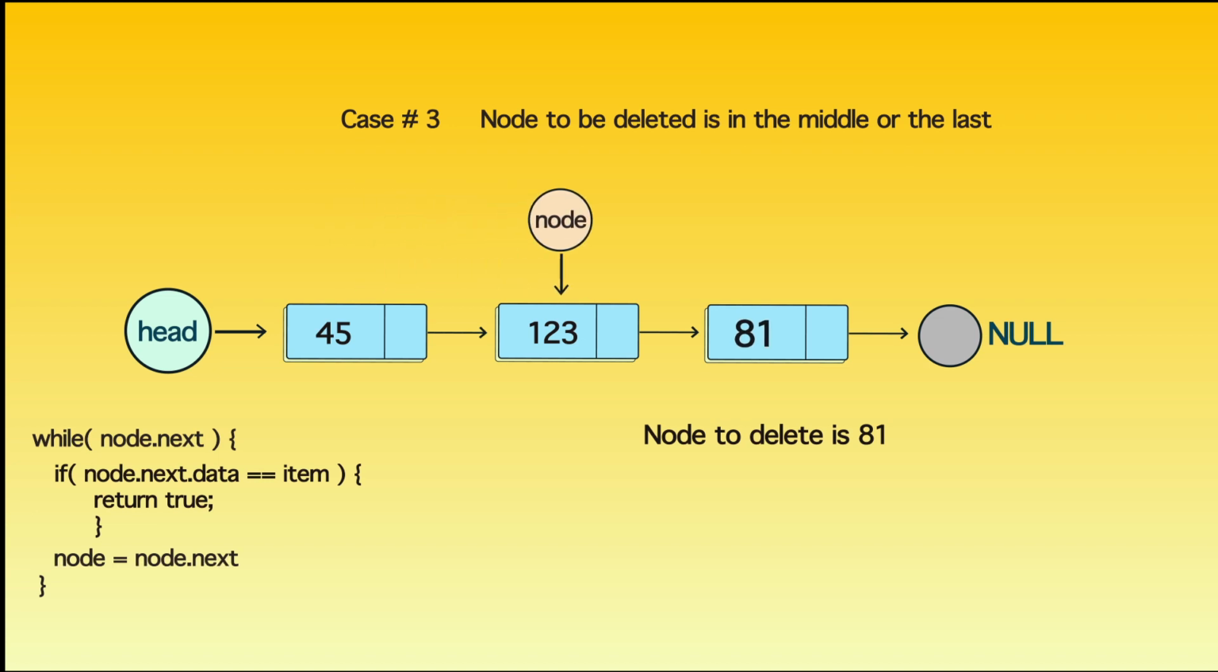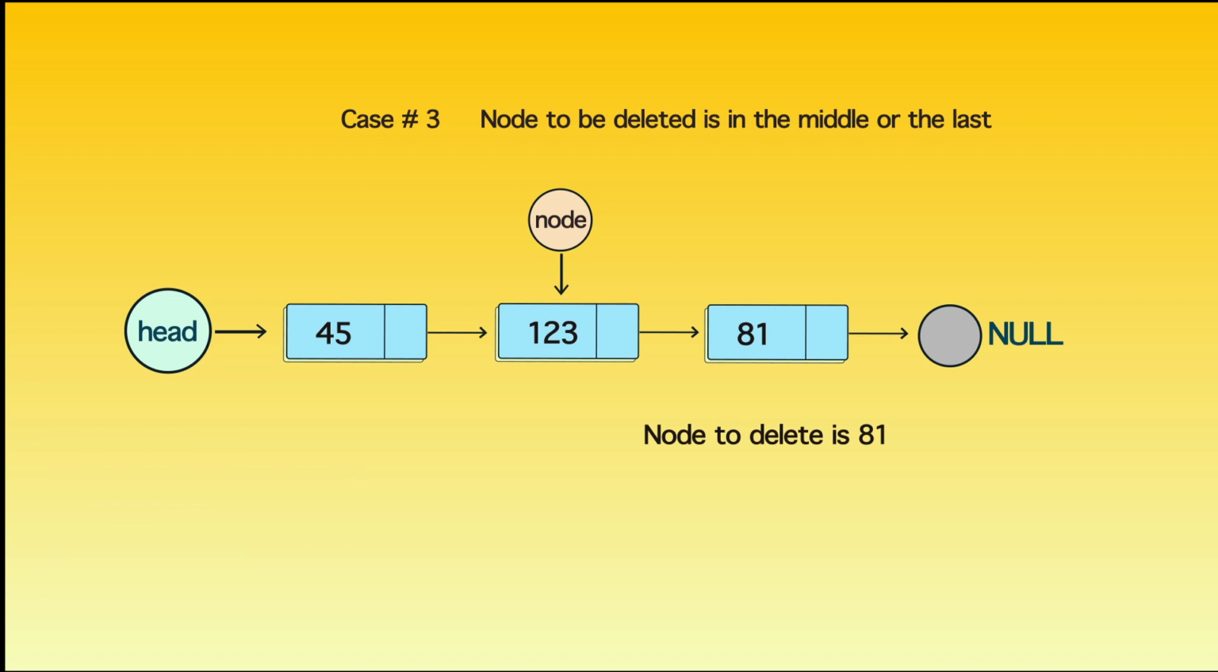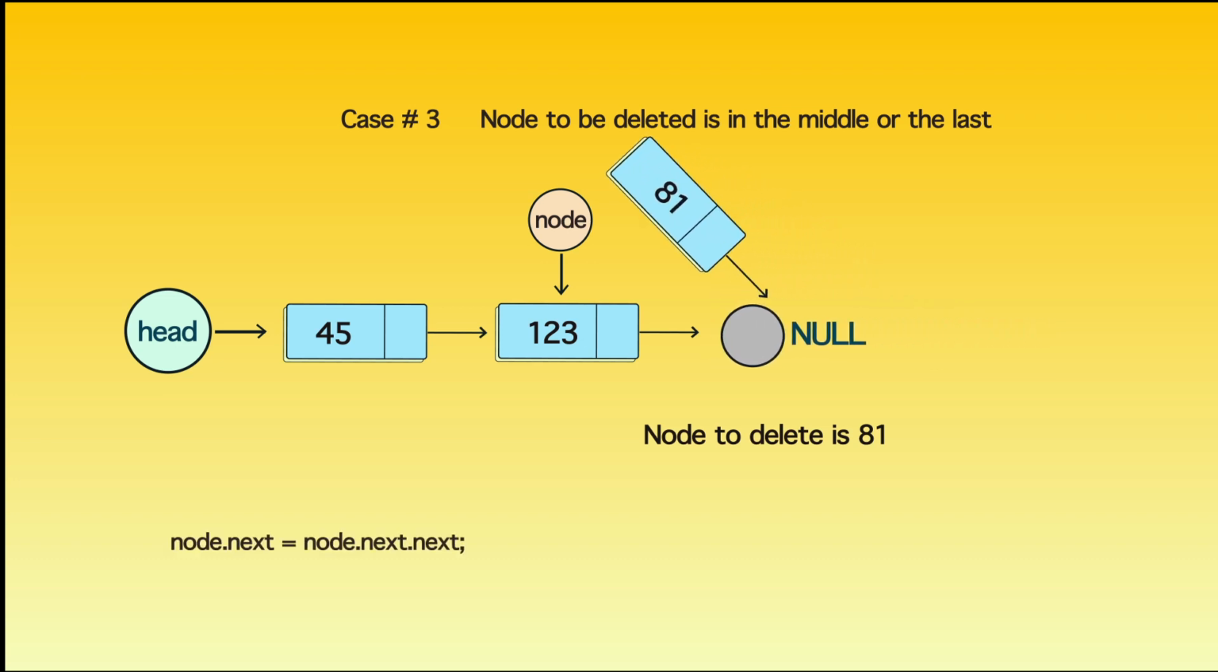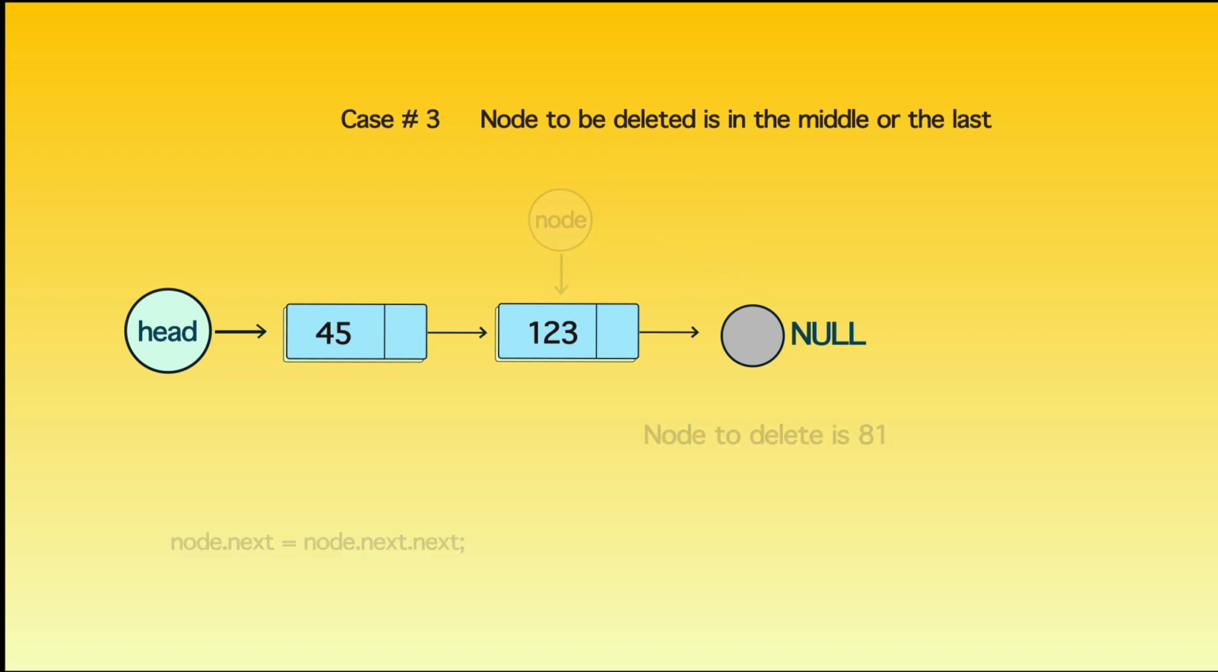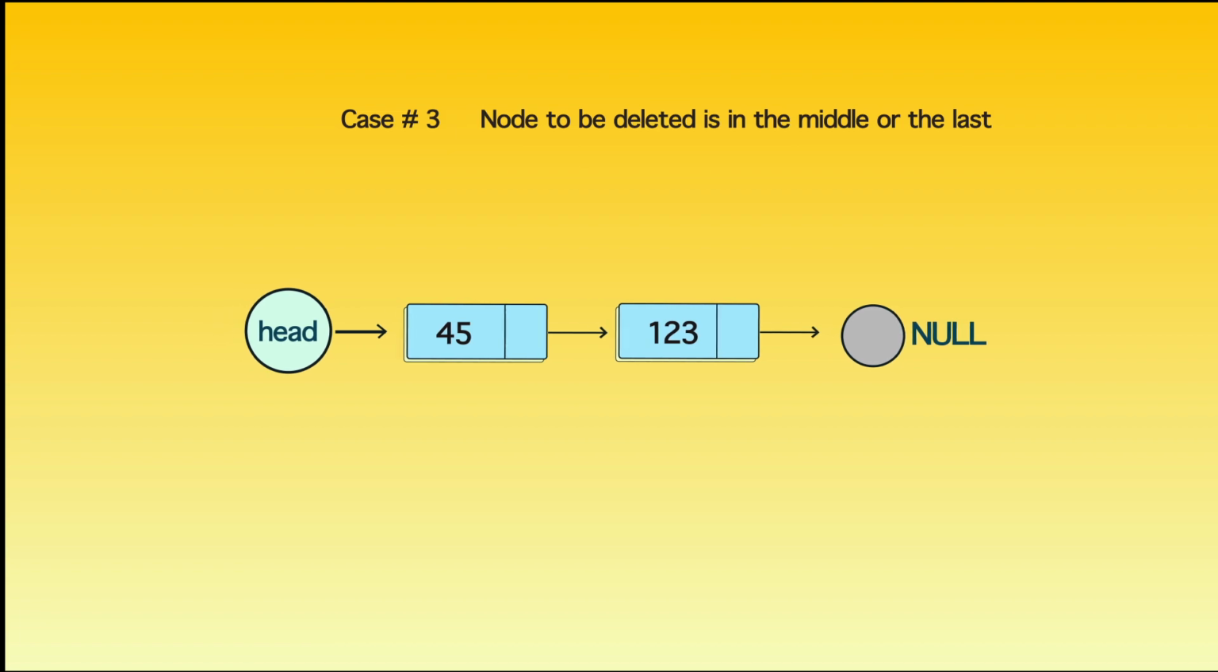Now, node is pointing to the middle node, which is 123, and node.next is 81, and this is the node that we want to delete from the linked list. The node.next will point to node.next.next, which is null in this case. And now you see that the last node is not being referenced by any reference variable, so that has become garbage collectible and can be reused by some other program.